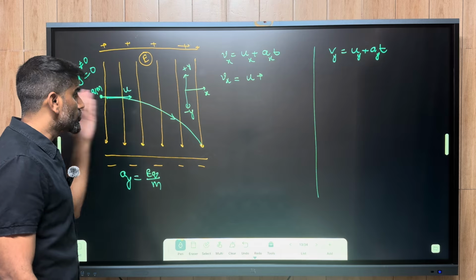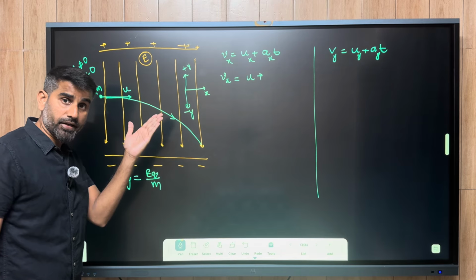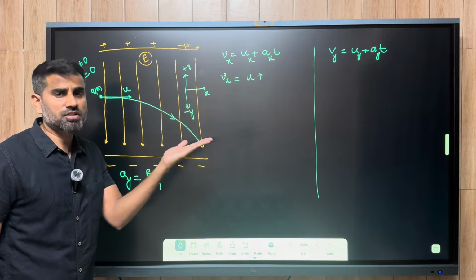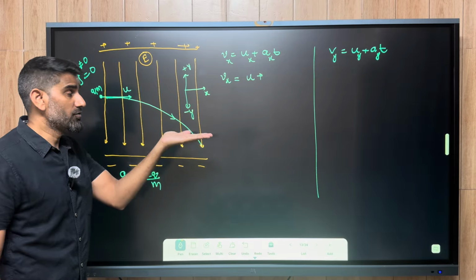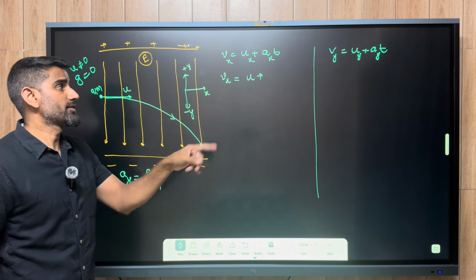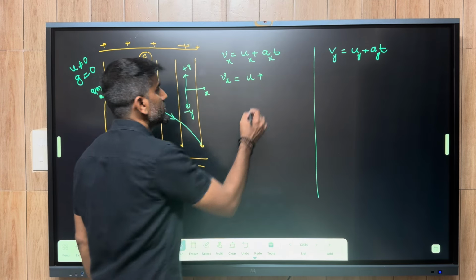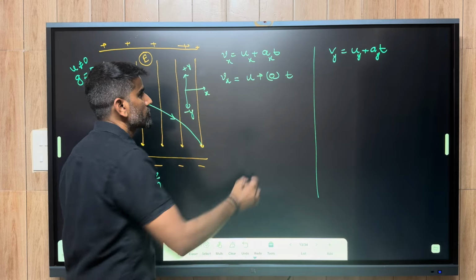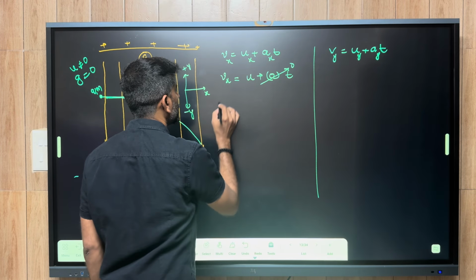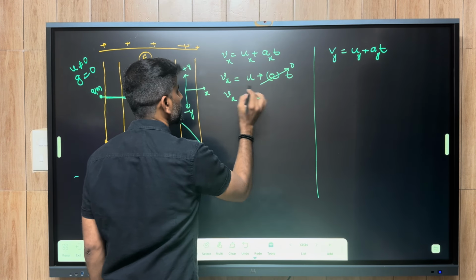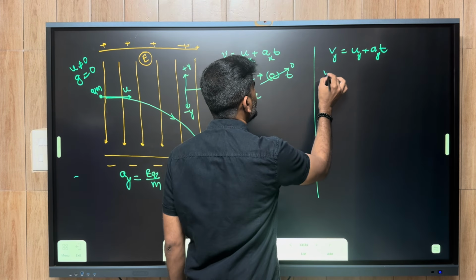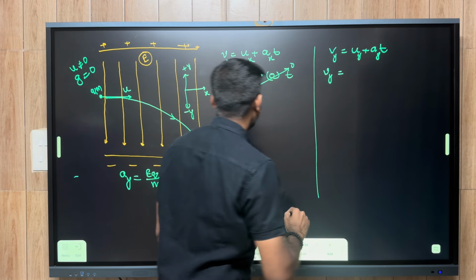But as there is no force on the charged particle along the horizontal direction, in the sense of the x-axis direction, the x component of acceleration must be 0 times t. So this whole term would become 0. So Vx is again u. Now coming to the y component, Vy is equal to Uy plus Ay t.